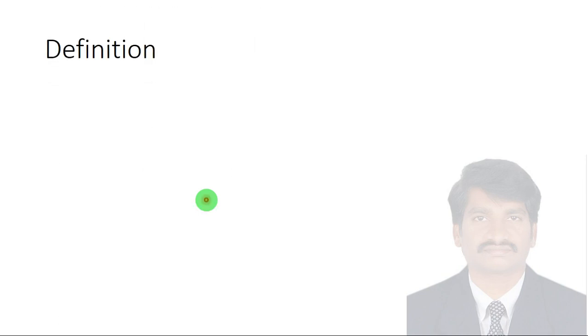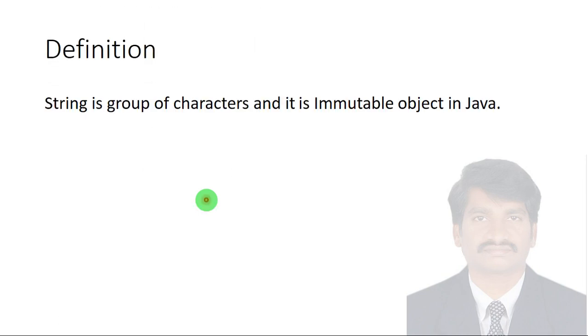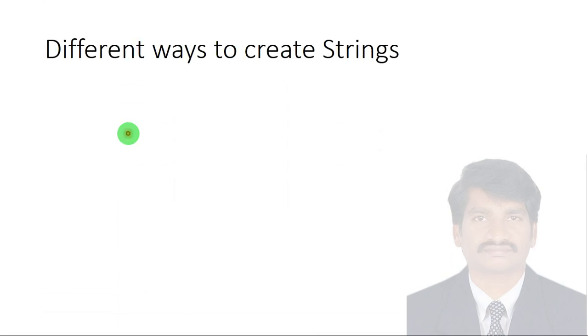Let us see the definition of the string. String is group of characters and it is immutable object in Java. Guys, we will discuss a little bit later what is immutability. But as of now, string is a group of characters. There are two different ways to create the string. One is using new keyword, another one is using string literals.